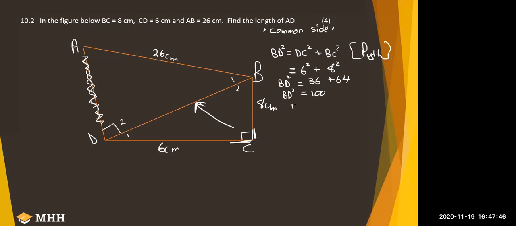So BD is the square root, which is 10 units. Centimeters.